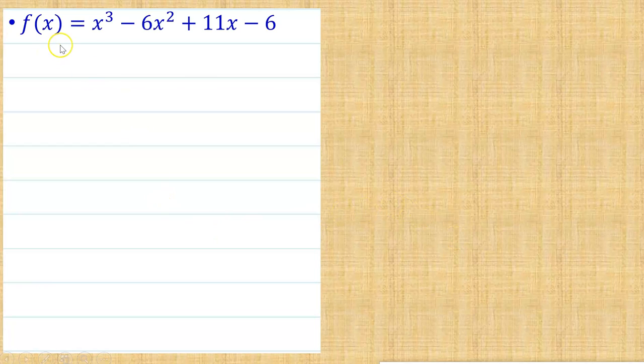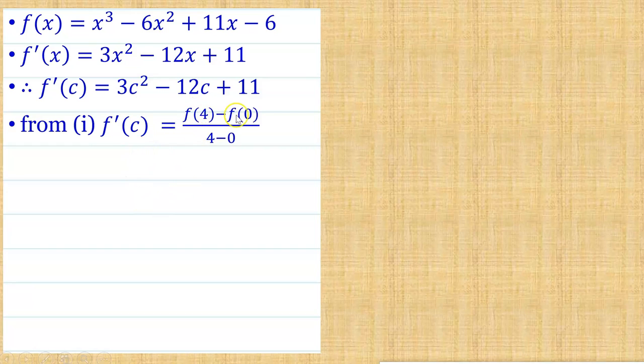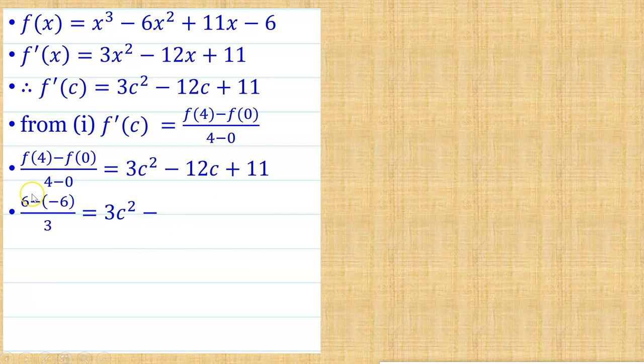Next, f of x is equal to x cube minus 6x square plus 11x minus 6. f dash of x is equal to 3x square minus 12x plus 11. So f dash of c is 3c square minus 12c plus 11. And therefore from 1, f dash of c is equal to f of 4 minus f of 0 upon 4 minus 0. If we equate these two, what will we get? That is 6 minus (minus 6), and overall you will get 12 upon 4.